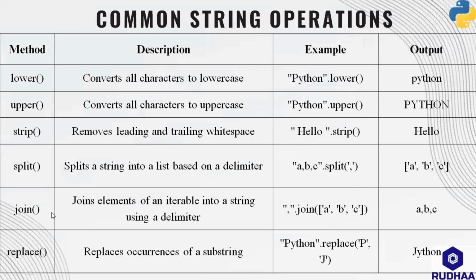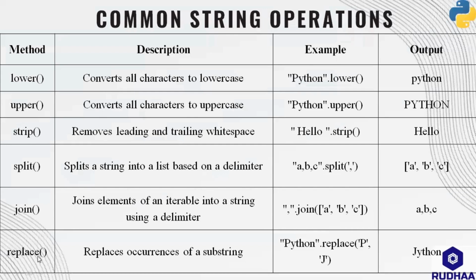Then join. Join means it will join. It is just the opposite of split. It will join all the elements in the list together as a single string. So here you can see only the delimiter is presented inside the double quotes and join of A, B, C, the list is provided. So here all the individual elements are combined together as a single string. So this is the join function, and finally you have the replace function.